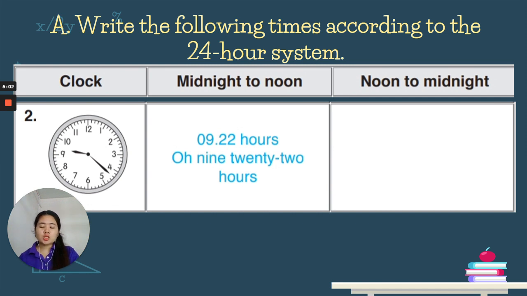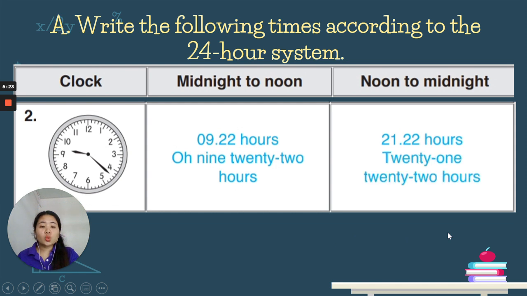So that is midnight to noon. Then let's go to noon to midnight. So 9 plus 12, how much? Yes, that's 21. So 21:22 hours. So if you write that in words, that will be 21:22 hours. Very good.